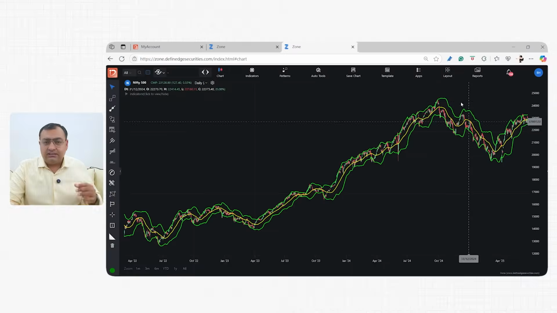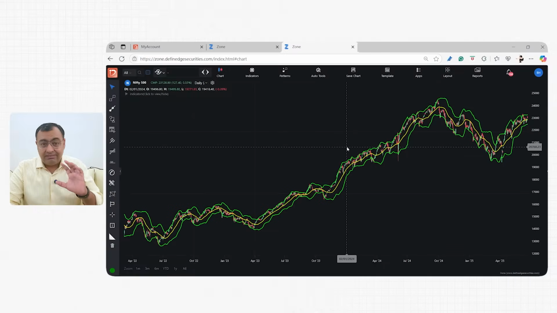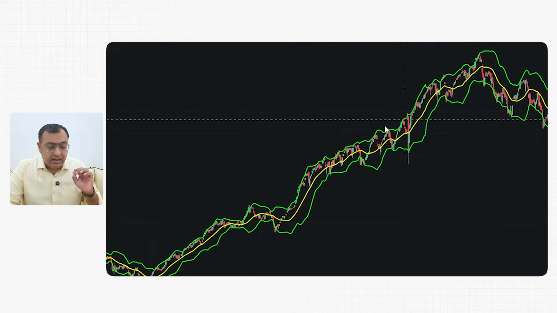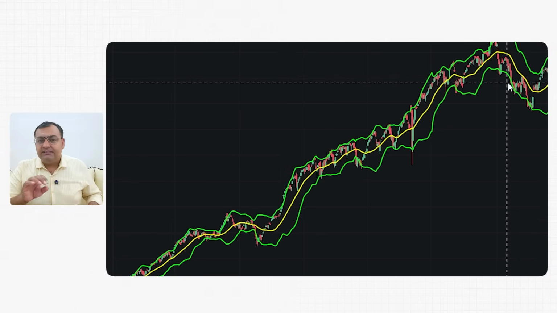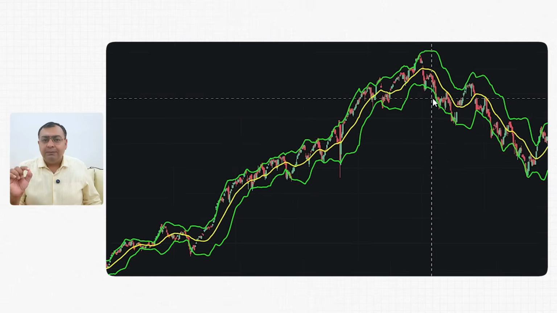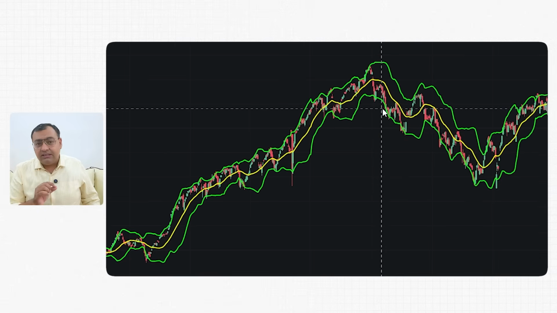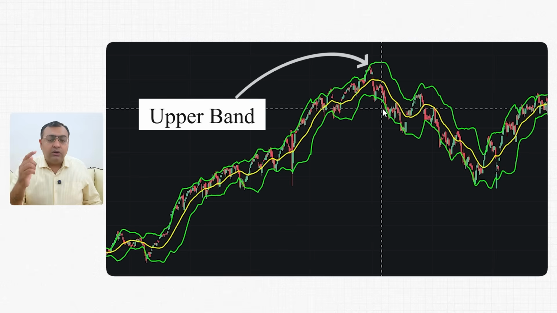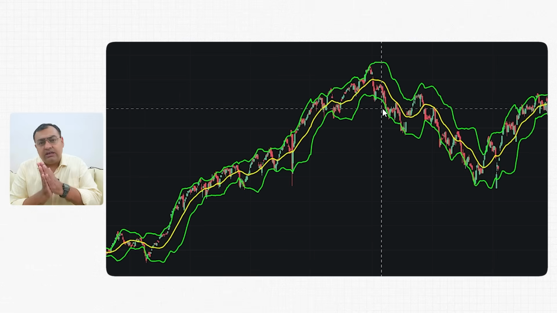So, what is the Bollinger Band? If you look at the screen, there are three lines. Every Bollinger Band has three lines. The middle line, the yellow one, is simply the 20 period average. Being a daily chart, this is the 20 day average for Nifty 500. The upper band above the yellow line is two standard deviations higher, and on the lower side it is two standard deviations lower.